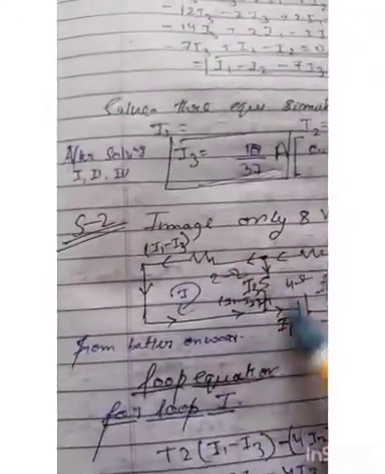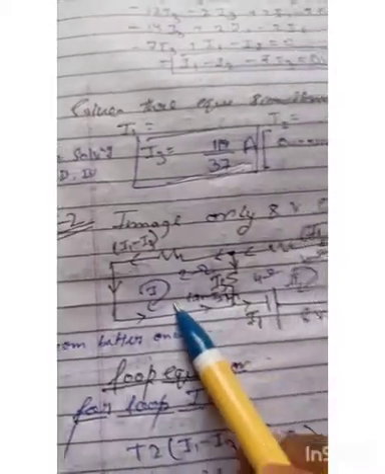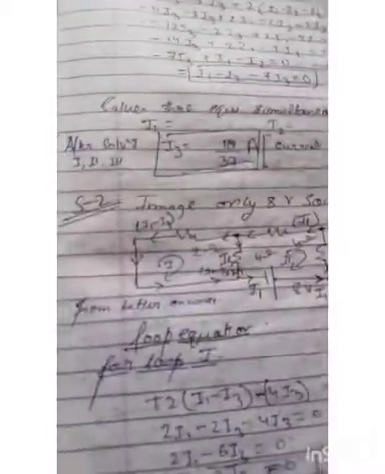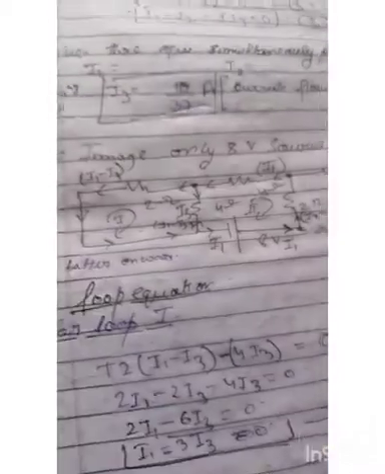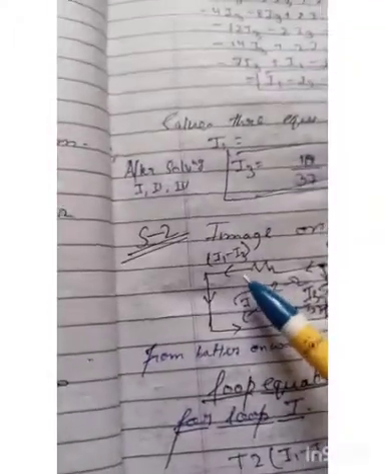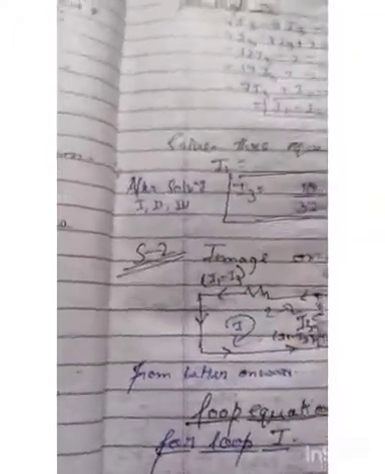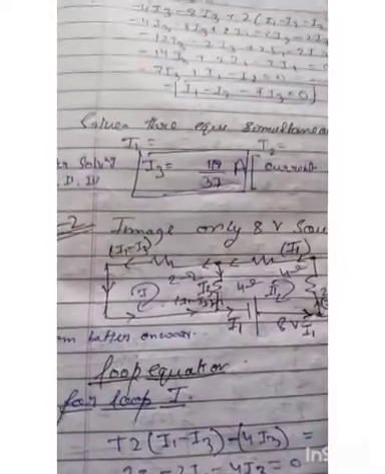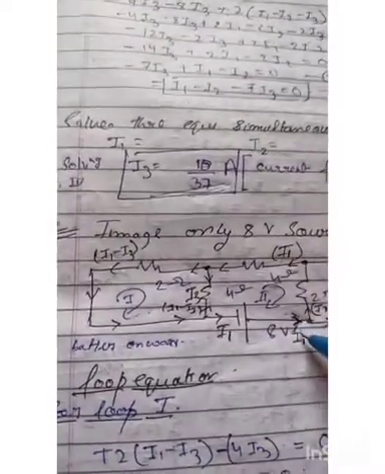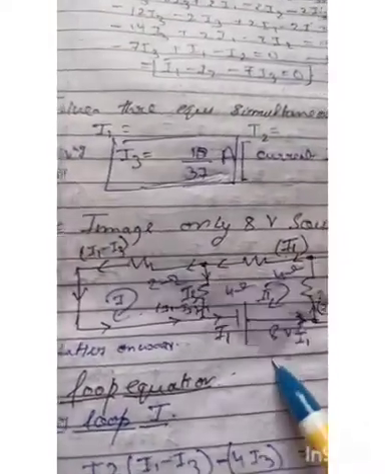We distribute the current in the same way. We get 3 loops, 1, 2 and 3. We distribute the current. Now we'll write the loop equation. Here, to make the equation easy, we start the distribution of current from 8 volt.